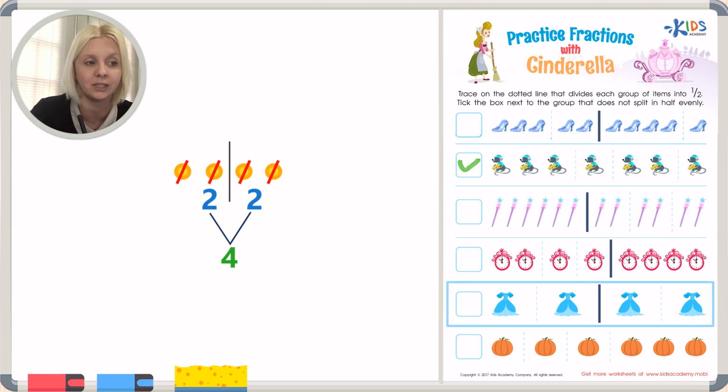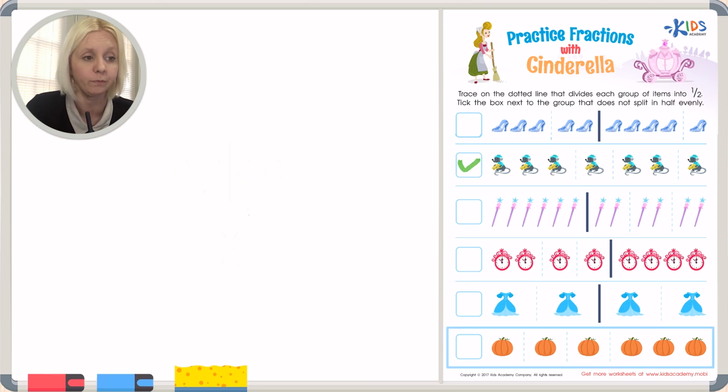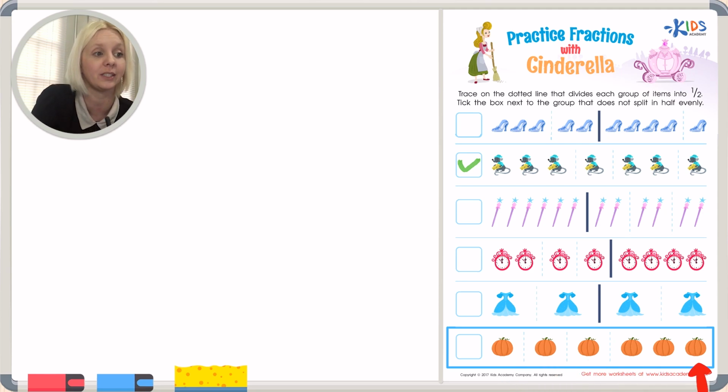And this one's pretty easy to see. You can see that that's divided up evenly, right? Okay, one last one here. Great job. We've got our magic pumpkins, don't we? Let's count how many there are. 1, 2, 3, 4, 5, 6. So we've got 6 total.